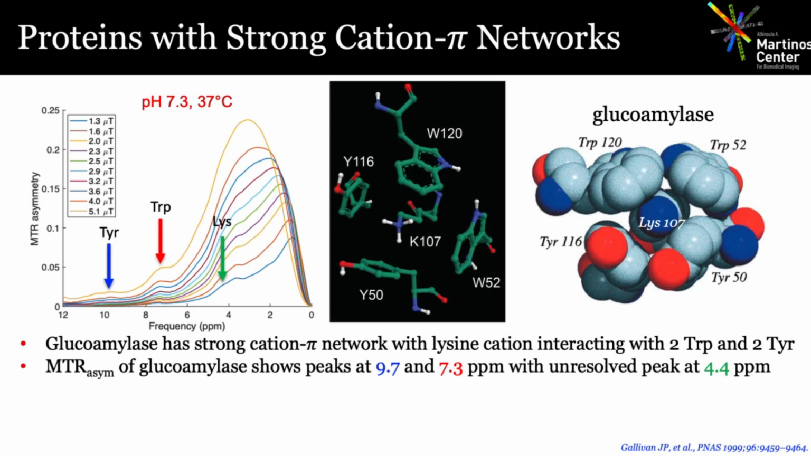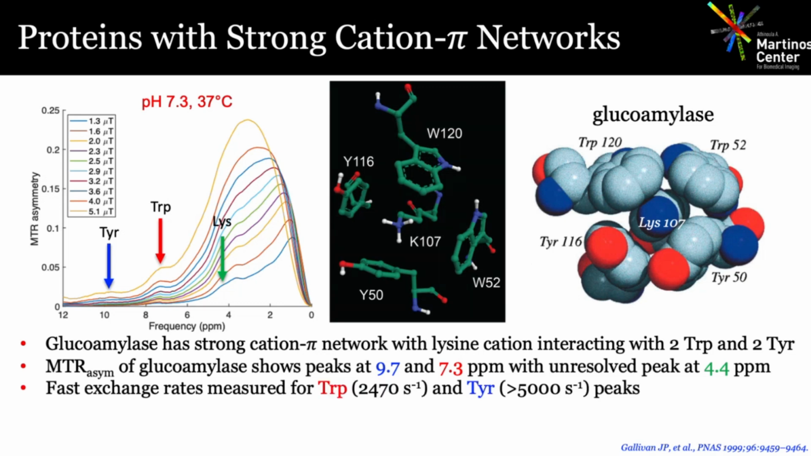And then here's the tryptophan at 7.3 ppm. And then there's kind of this unresolved peak at about 4.4, which we think is probably the lysine, analogous to the peptide, the amine proton. And the exchange rate for the tryptophan was 2,500, but it's still in the slow to intermediate regime because the chemical shift is so big. So it's still favorable for CEST. The tyrosine, again, that exchange rate's still too fast.